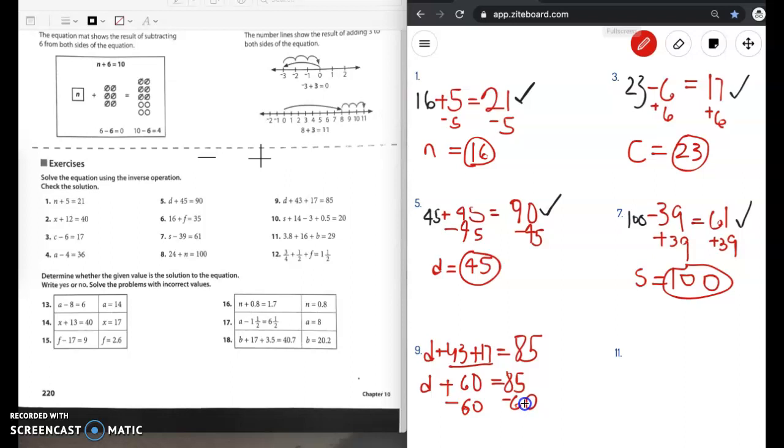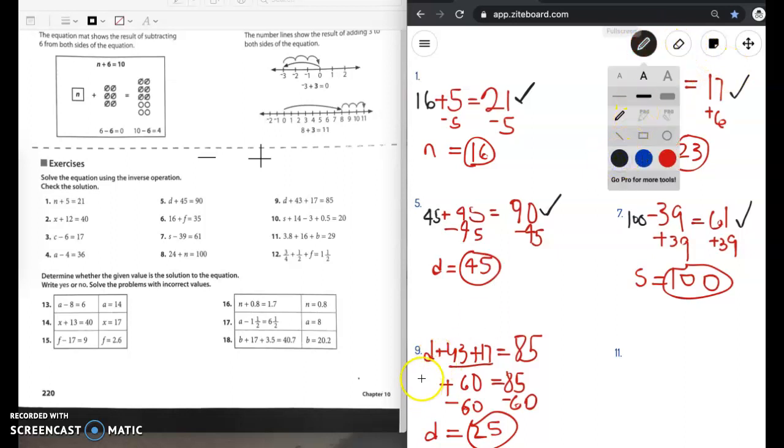Okay. All right, so that brings us to D equals, what did you guys get? 25, because 85 minus 60 is 25. And of course, we will have to check. So let's go ahead. Oops, my mistake. I was substituting the wrong one. 25 plus 60 is what? Yes, it's 85, correct. Okay, let's do number 11.